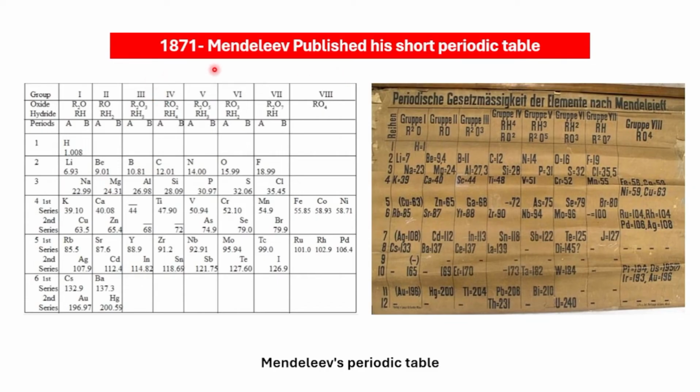In 1871, Mendeleev published his short periodic table. So this one is the original Mendeleev's periodic table. And till that time, only a few elements were known, and all these 118 elements that we know now were not known at that time.